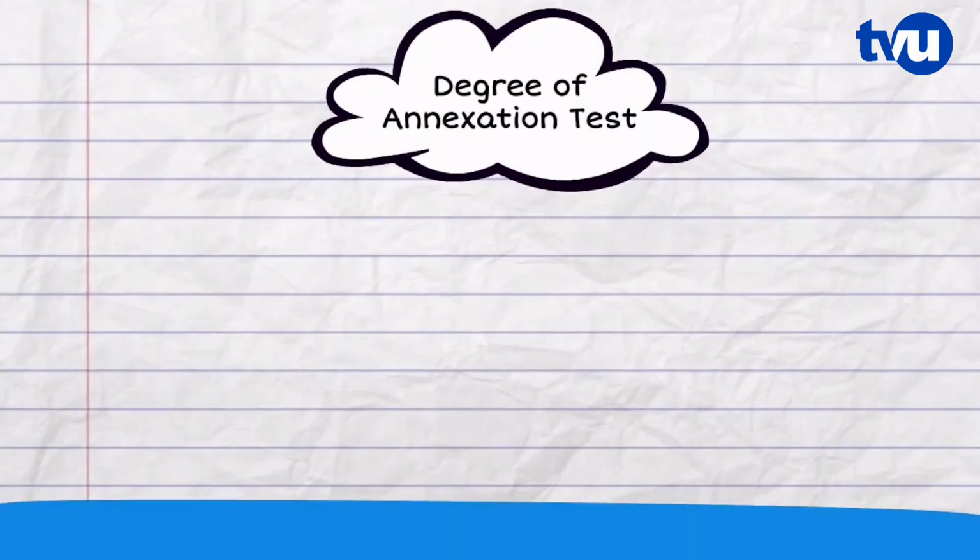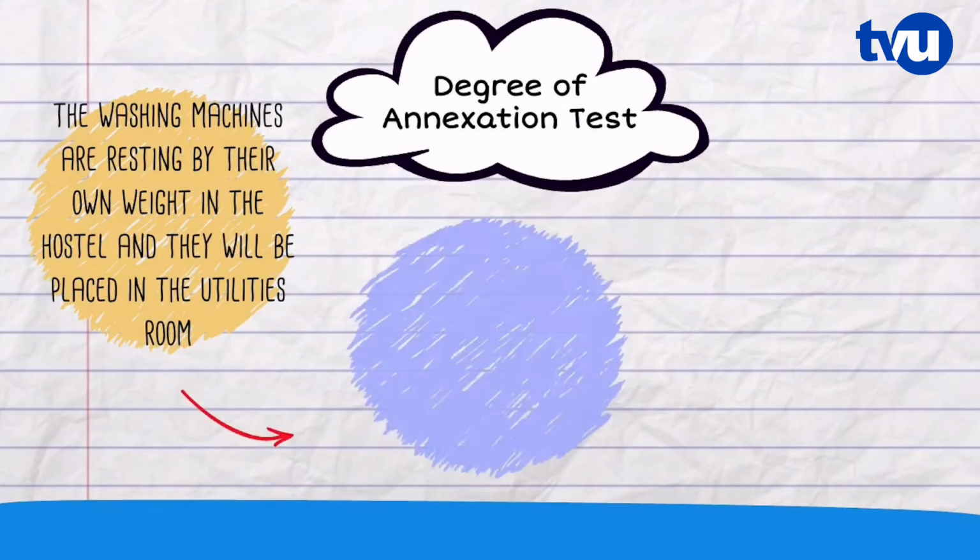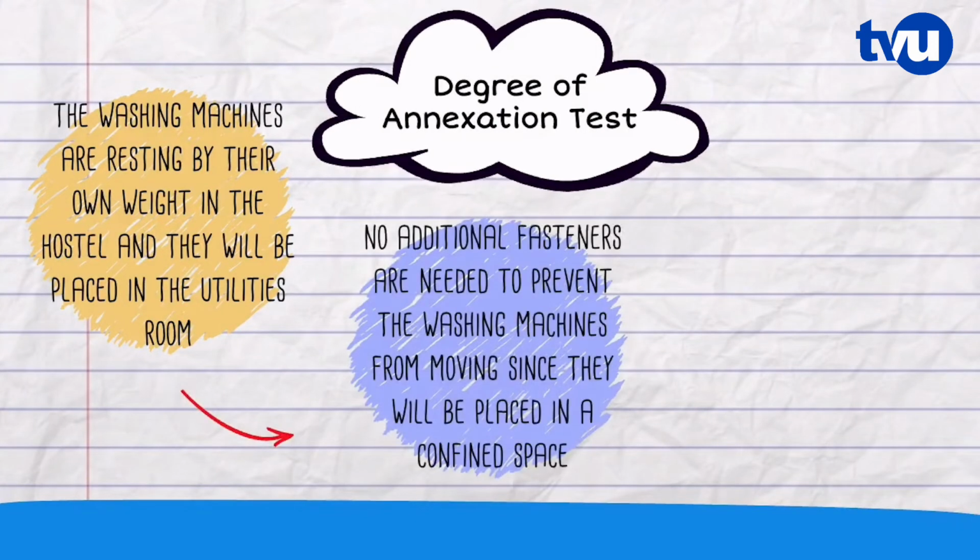First, we will look into the degree of annexation test, discussing whether the washing machines are permanently fixed or chattels. The attachment of the washing machine to the hostel must be taken into account. In this case, the washing machines are resting by their own weight in the hostel and they will be placed in the utilities room. Hence, no additional support or fastening is needed in order to increase the stability of the washing machine or prevent it from moving, since they will be placed in a confined space.